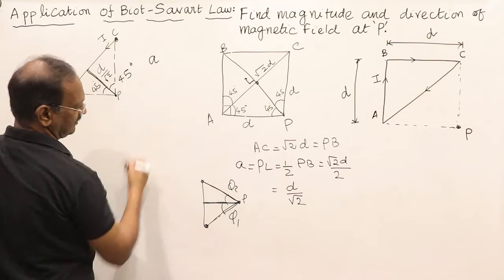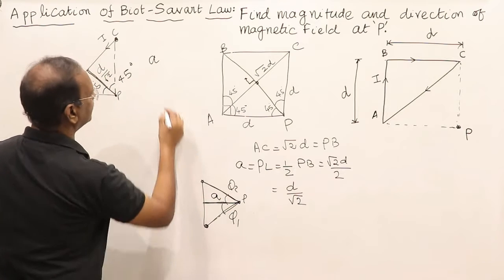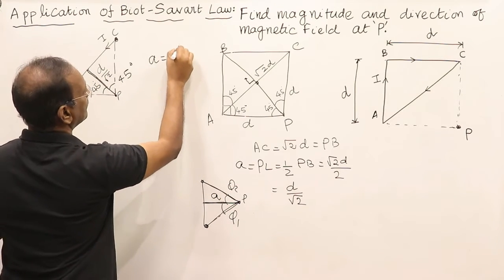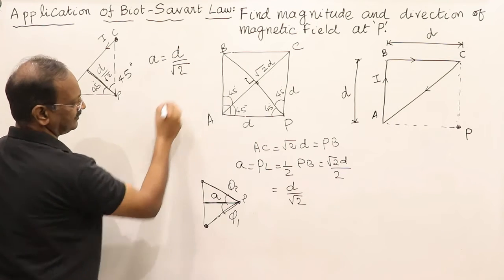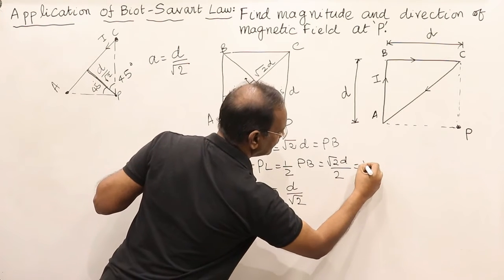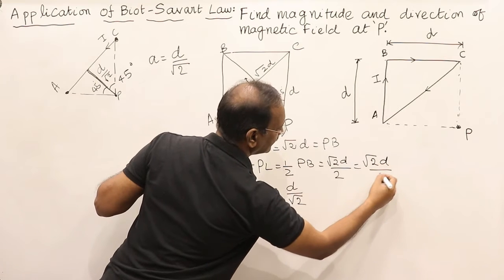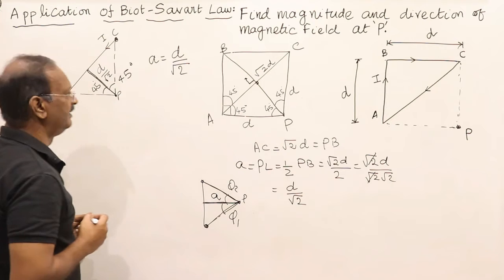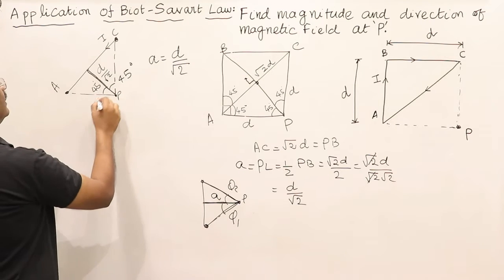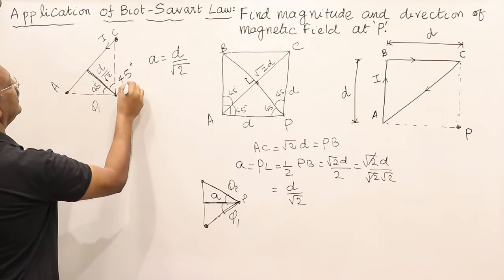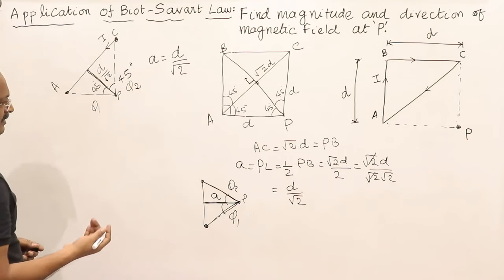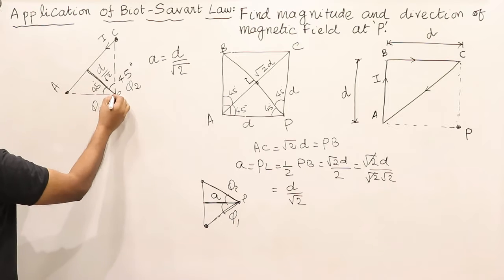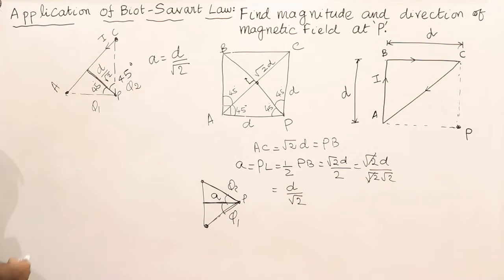Therefore A, the perpendicular distance, is equal to D divided by root 2. Why? Because this can be written as root 2 into D divided by root 2 into root 2. This cancels, giving D by root 2. Yes, this is A, D by root 2. Phi 1 is equal to 45 and phi 2 is equal to 45. So we can easily calculate the value of the magnetic field at P due to this wire segment AC.